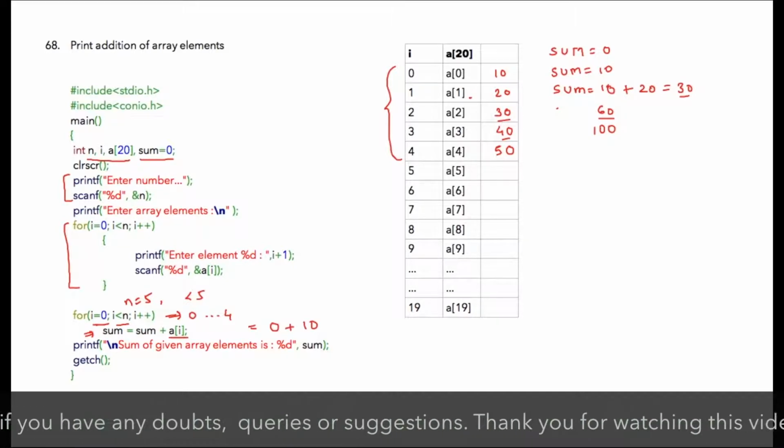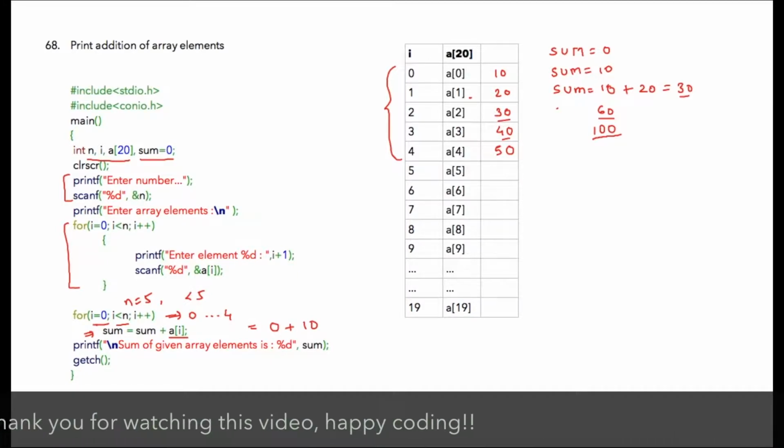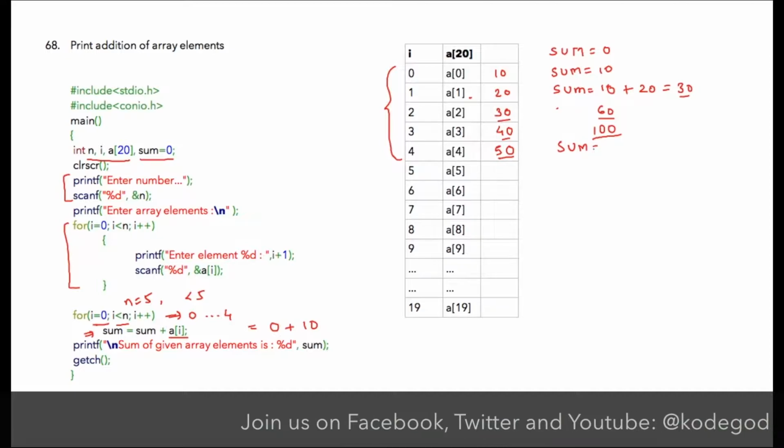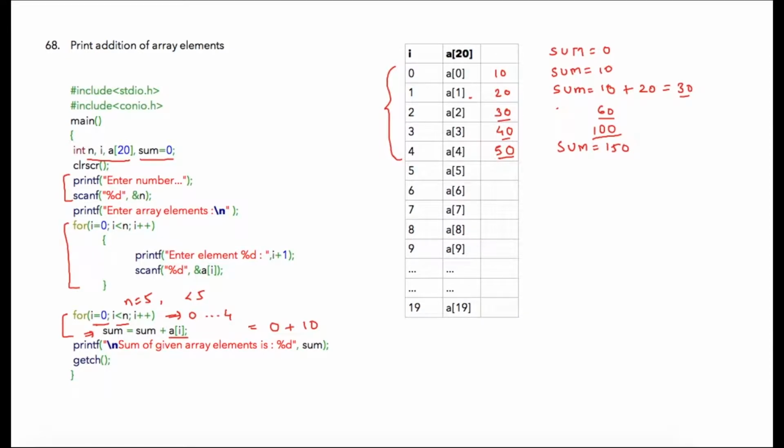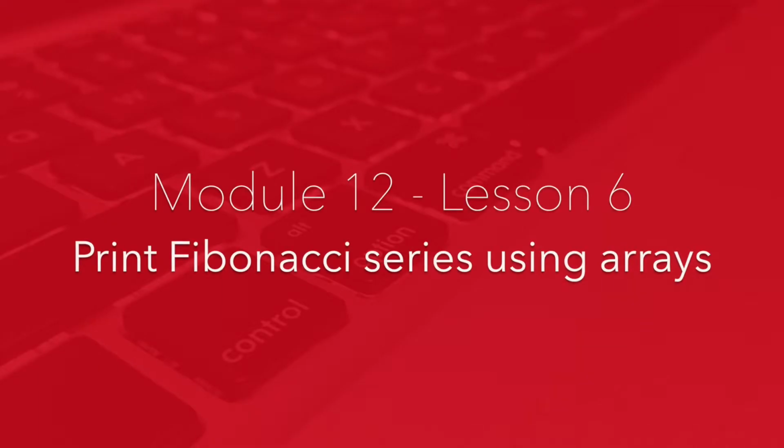And in the final iteration, current value of sum, that is 100, will be added with next array element. And finally, sum will become 150. After that, this for loop will be completed. And finally we will print sum of given array elements is %d, and here sum will be printed instead of %d. So output will be 150. So final output would be sum of given array elements is 150.